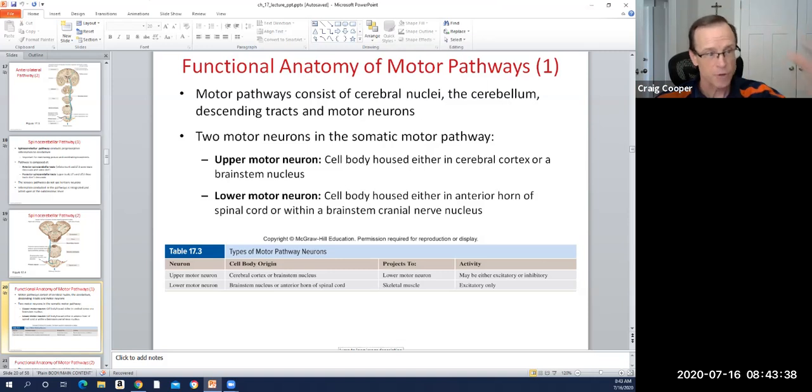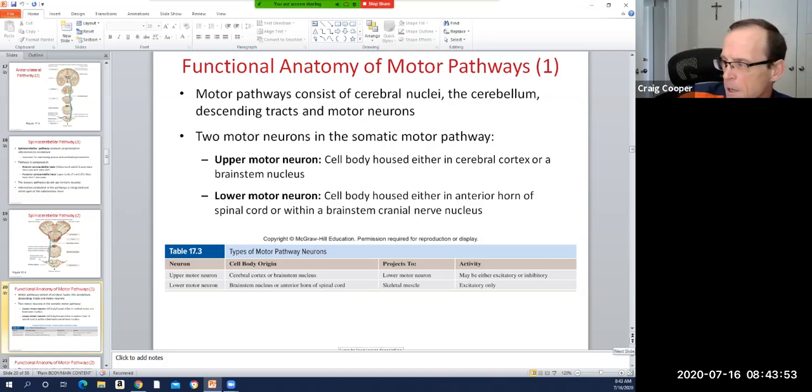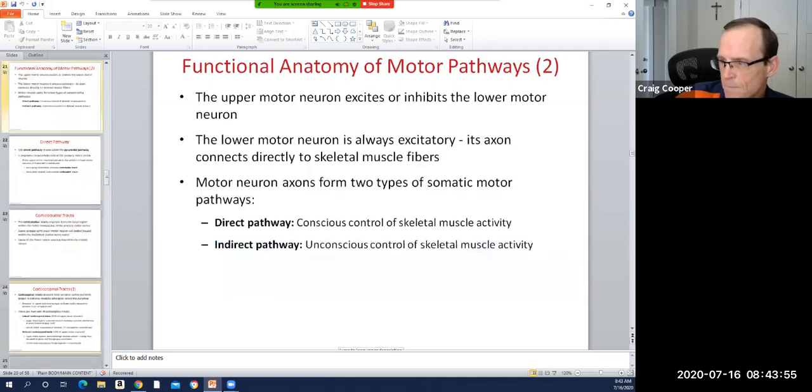Or if I have a head injury, that's an upper motor neuron injury. So we kind of see distinct problems if the upper motor neuron's not working right that are different than what we would see with a lower motor neuron problem. And you'll get more into those when we get into neuro class in a couple semesters down the road. Those motor neurons can either be a direct pathway or an indirect pathway.